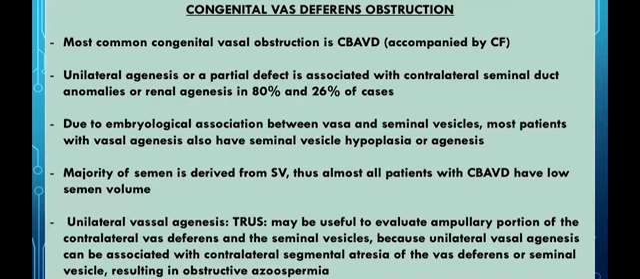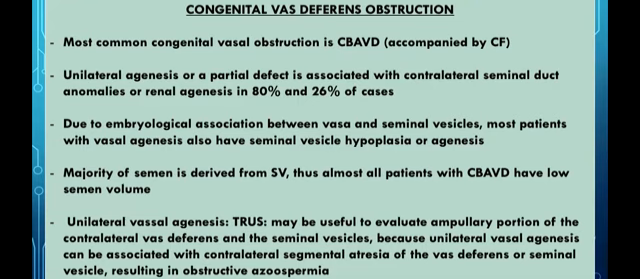And there is an embryological association, as it's a Wolffian duct remnant between the vasa and the seminal vesicles. So most patients with vasal agenesis will then also have hyperplasia or agenesis of the seminal vesicles. And all of these patients should have low semen volume, because we know that the largest component of semen actually comes from the seminal vesicles.